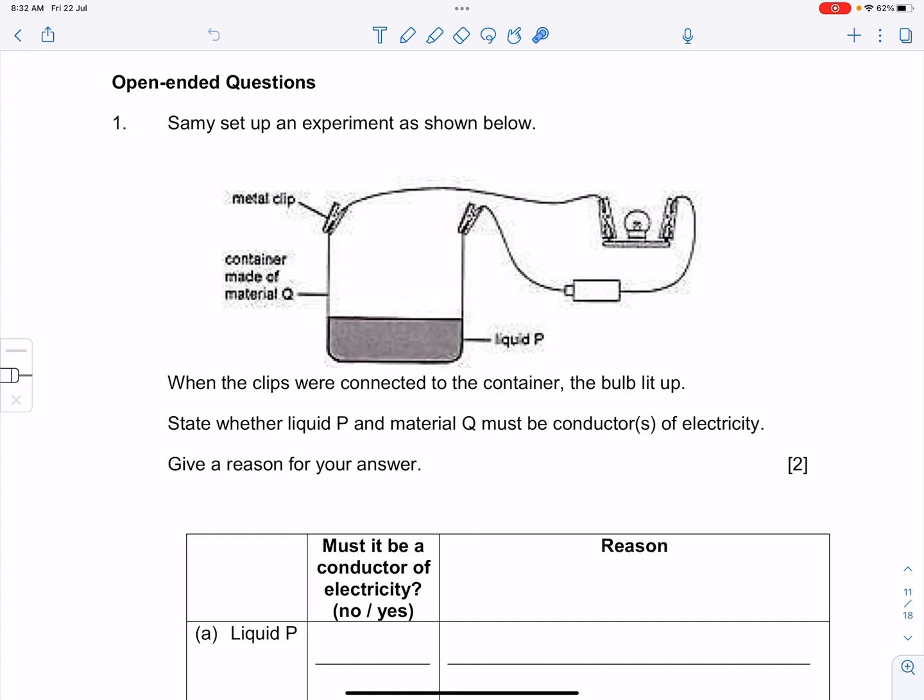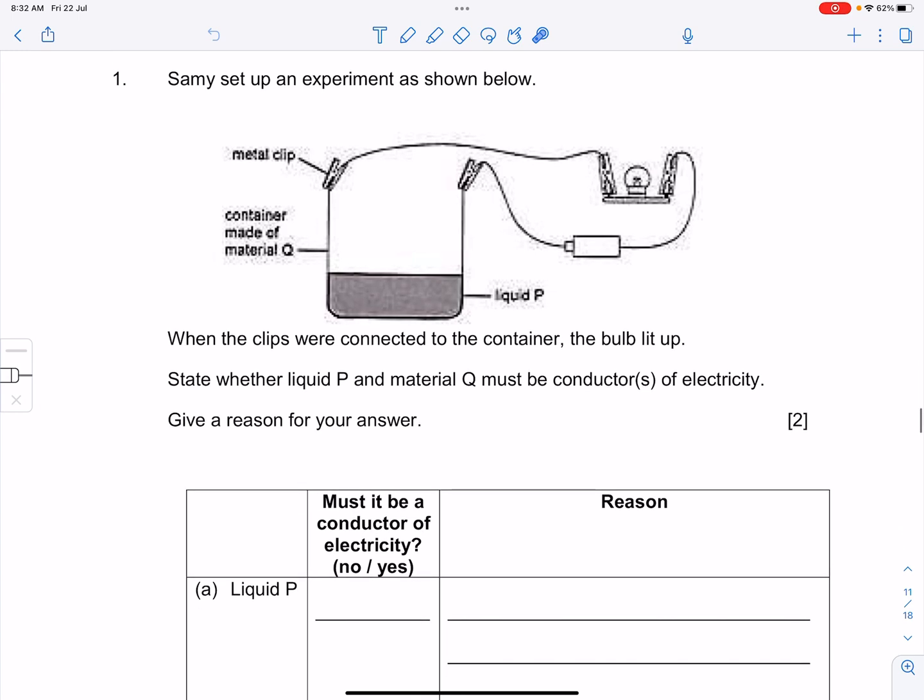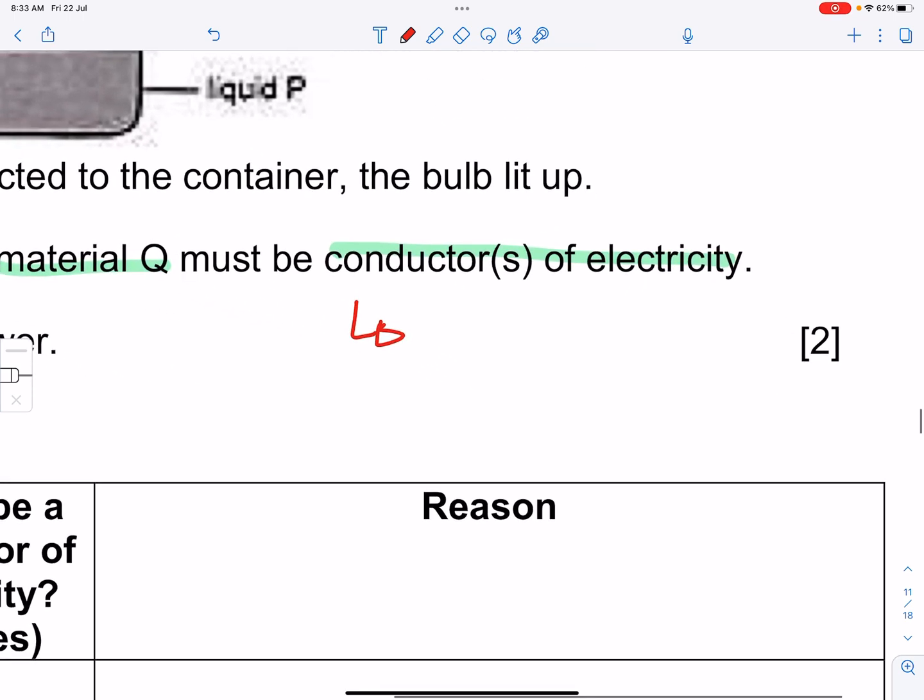Sammy set up an experiment as shown below. When the clips were connected to the container, the bulb lit up. State whether liquid P and material Q must be conductors of electricity. Give a reason for your answer. So conductors of electricity just means that they allow electricity to pass through.